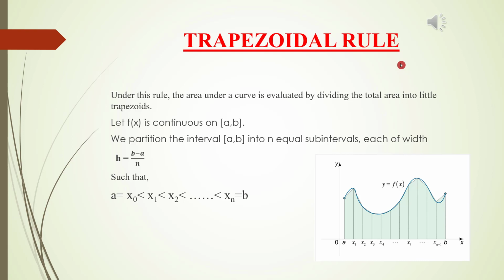The trapezoidal rule for approximating the integral from a to b of f of x dx is given by h by 2 into y0 plus yn plus 2 into y1 plus y2 plus and so on, plus yn minus 1.